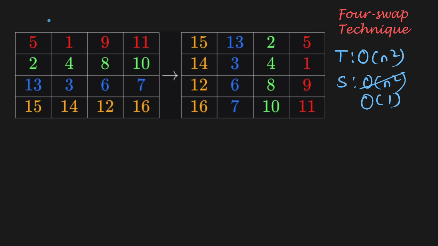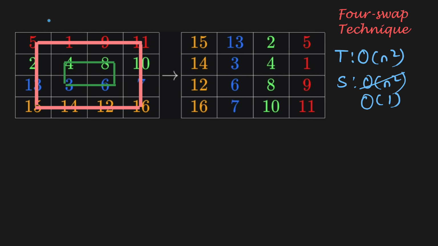Now, we begin from the outermost layer and move inward, processing each layer, and each layer is like a square ring. So the number of layers that we have to process is n by 2, since we have n rows and n columns, and a square has two sides for each layer corresponding to rows and two sides corresponding to columns. Hence, the total number of layers that we have to process is n by 2. For example, here the number of layers is 2.